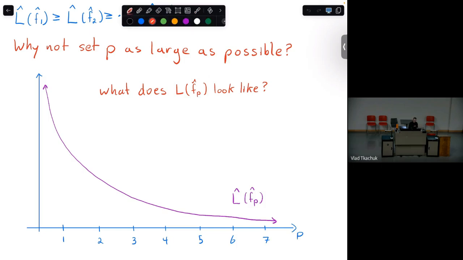Does it maybe follow the same trend as this? If you increase P, then maybe this is actually L of f hat P. If this was the case, then we'd be in business, right? We just keep increasing P and our true expected loss goes down. But what we're going to find is it's not quite so nice.